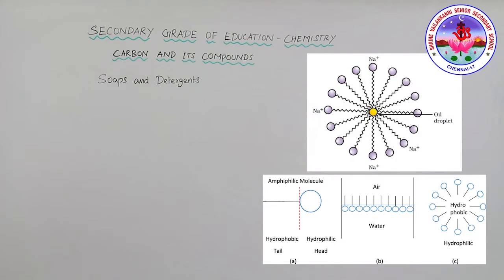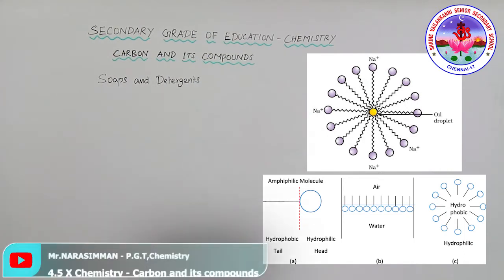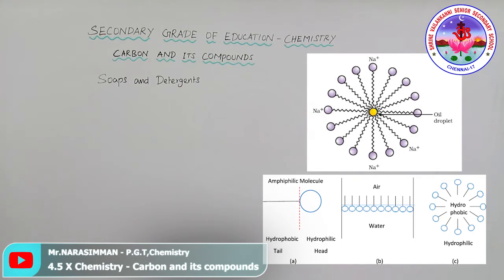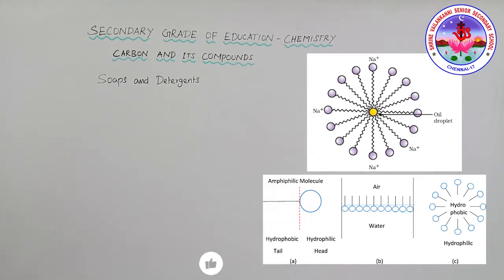Next is the soap and detergents. You know that soap contains the long chain fatty acid with sodium or potassium salt. We'll see how the cleansing action takes place. Suppose you take distilled water in one test tube and in another test tube normal water, that is tap water or groundwater. Just add some soap oil and shake vigorously.